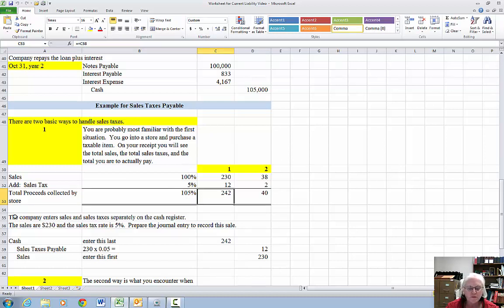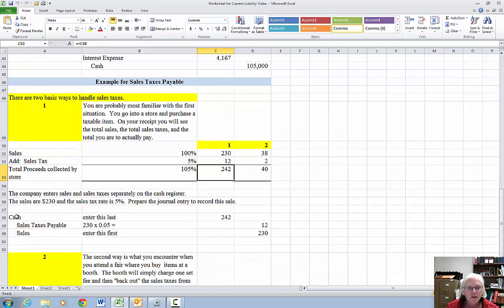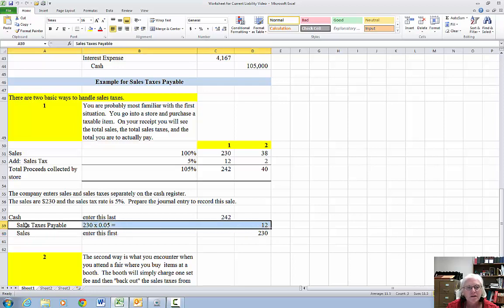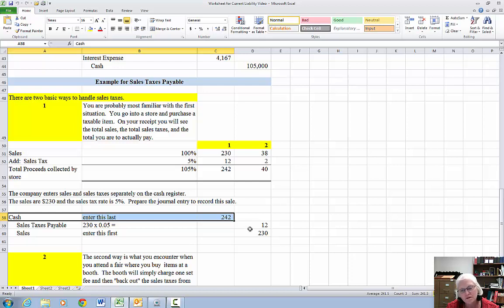So what happens, and the way that the problems are typically written, it's going to say that the company enters sales and sales taxes separately on the cash register. So the sales are going to be entered first at $230. And they'll tell you that the sales tax rate is 5%, so you'll enter this next. Sales taxes payable $230 at 5% is $12, and then the cash is entered last because it's the sum of the sales tax and the sales. That one's not too difficult. It's pretty easy to do.